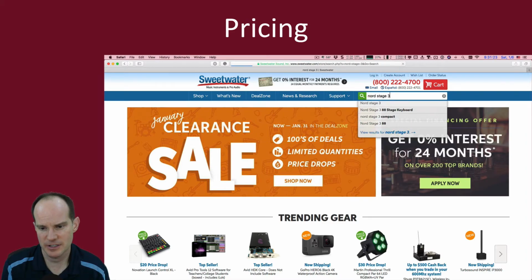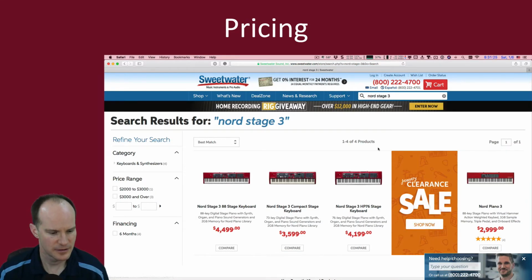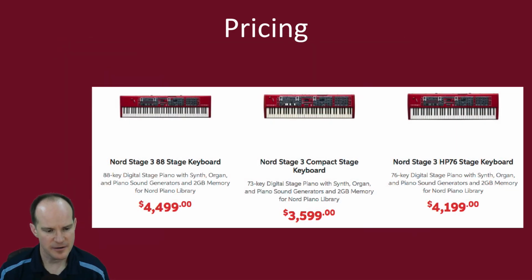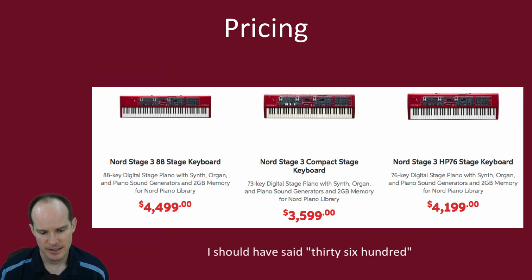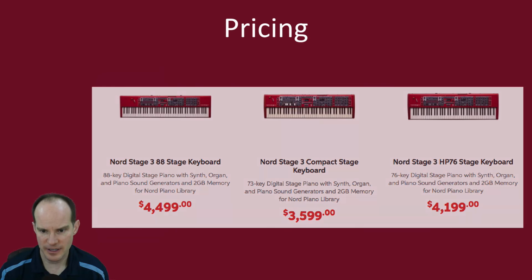Let's just go Nord Stage 3. All right. So you can see here I've got 3 choices with the Nord Stage 3. I talk a lot about the choices in my part 1 of the series. So you've got the 88 key, which is the granddaddy of them all, right around $4,500 at the time of this video. $3,500 for the compact, and somewhere in the middle, $4,199 for the HP 76 stage keyboard. That's the one I have. So that's the Stage. Let's go look at the Electro.